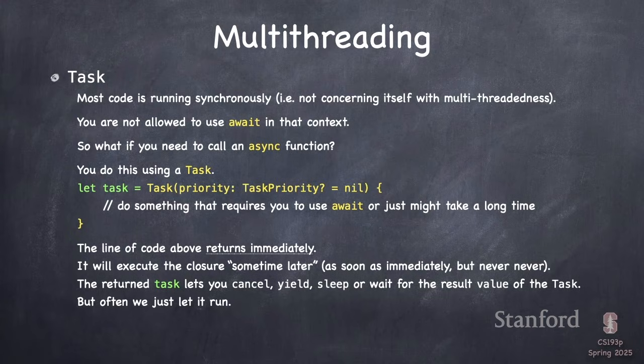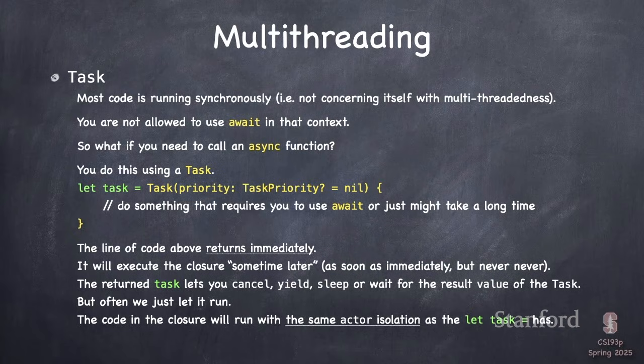One thing about a task that's important to understand is that it inherits the actor isolation that the let task equals line of code had. Right? So if you do let task equals this task in some code that is isolated to the main actor, then that closure is going to run isolated to the main actor. Now I'm going to show you a trick where you can actually make the closure run in a certain actor, but if you don't do this trick that I'm going to show you, and it's like this, it inherits the isolation.